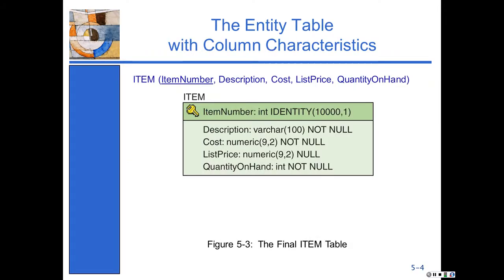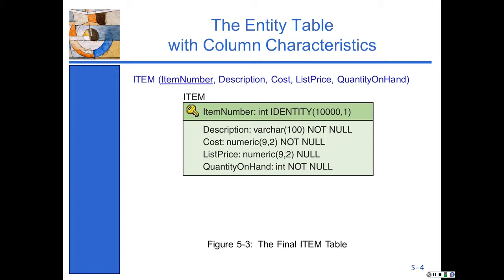So once we create a database table, we have to do several things. For example, here you see that item number is the primary key. It is an integer. It has a certain number of values it can hold. Description has variable characters, up to 100 characters it can hold. It is not null. That means you must have some value in the description. Similarly, cost, list price, quantity on hand. There are different kinds of data types.